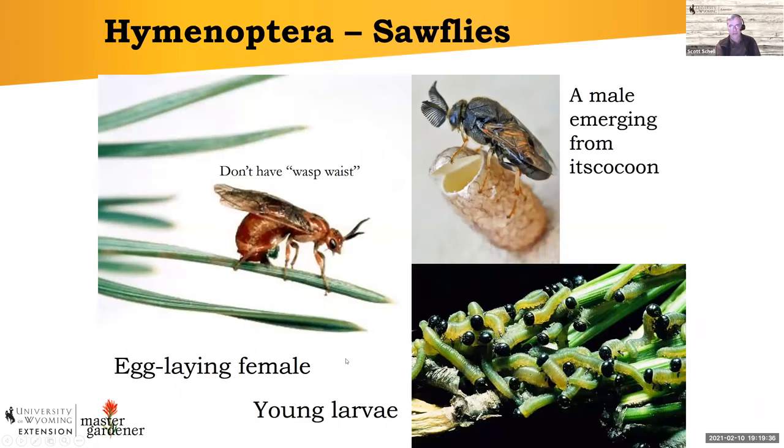Sawfly, I already talked a little bit about that. They don't have a wasp waist, even though they're in the Hymenoptera. They're thought to be the oldest members of the order. Not thought to be, they are in the fossil record. They're the oldest, and they're the major direct plant feeders. They'll feed on leaf tissue as larvae. Some of them can be quite pestiferous on trees and shrubs. And many of the males have these plumose or feather-like antennae that help them find the females for mating.